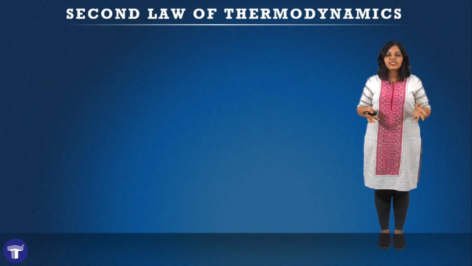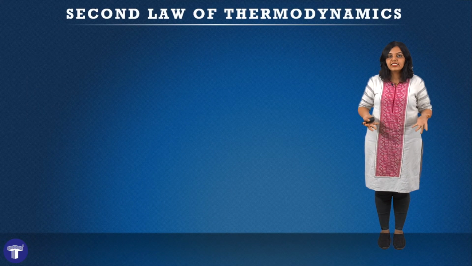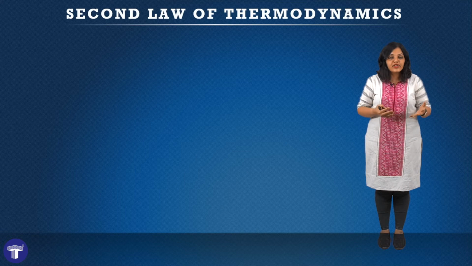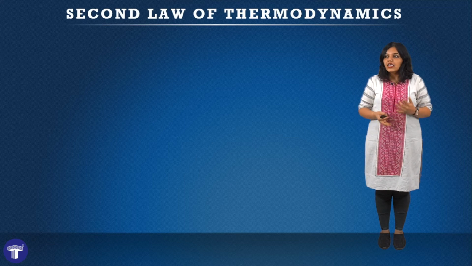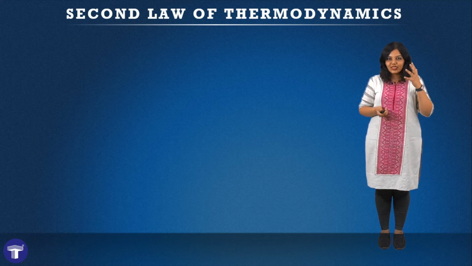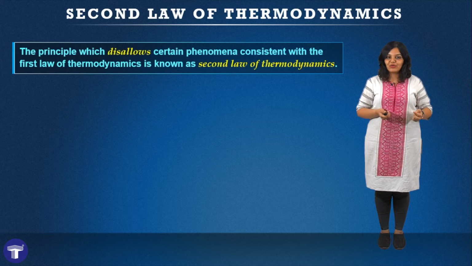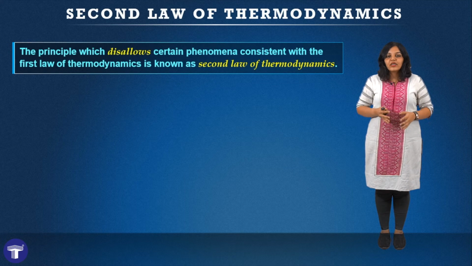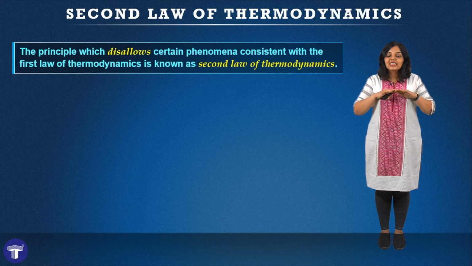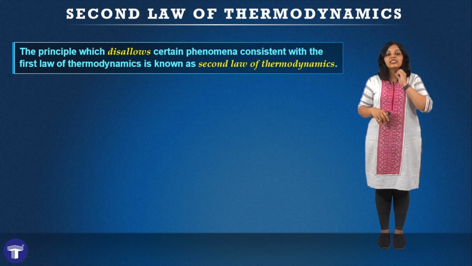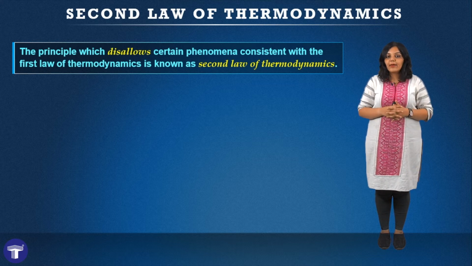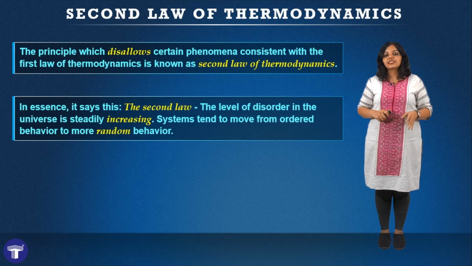Now, just like 100% efficient heat engines do not exist, similarly refrigerators with infinite coefficients of performance also do not exist. But what is stopping these devices from existing, even though they are not in violation of the first law of thermodynamics? And what is stopping them is the second law of thermodynamics. The second law of thermodynamics is a principle which disallows certain phenomena consistent with the first law of thermodynamics, and in its essence it says this.